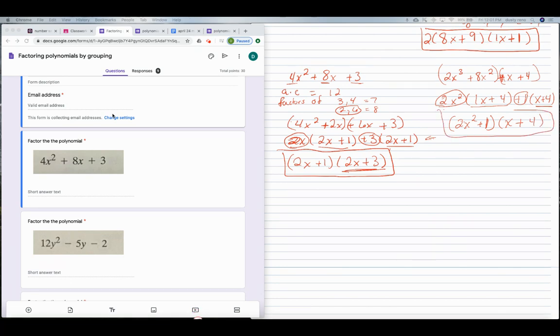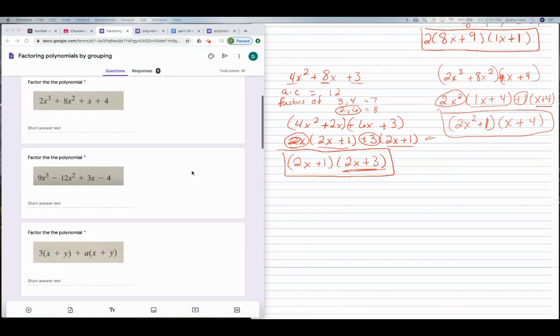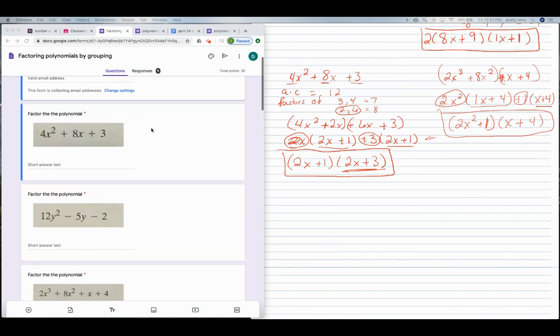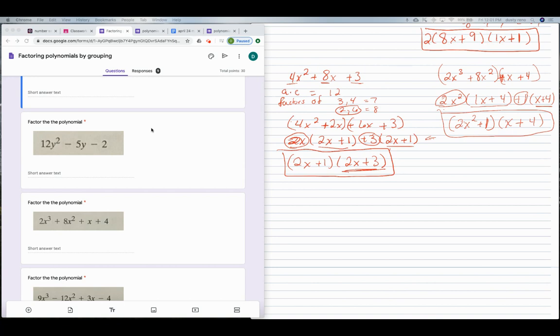And there's the second way that we use factor by grouping. The second one you're going to find is this one right here, the third problem on the Google form.